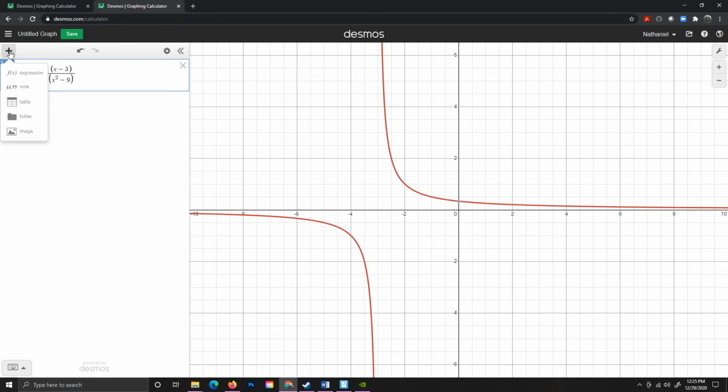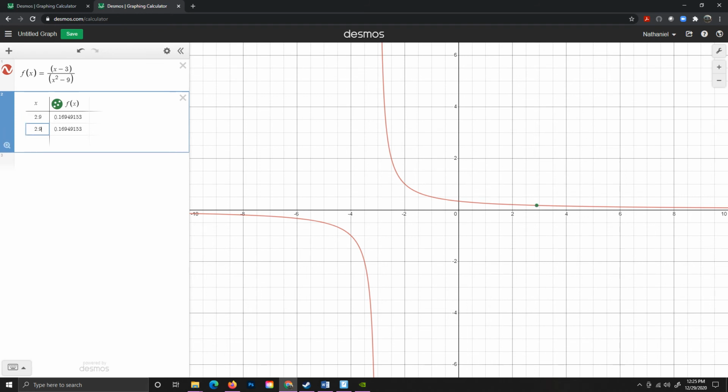And we want to make a table. So we're going to come up here, add an item, add a table, and we're going to delete that little 1 from down there, and change this to f of x, and then it should allow us to do everything. We're just going to type in from that table: 2.9, enter, 2.99, enter, 2.999, 3, then 3.001, 3.01, and then 3.1.